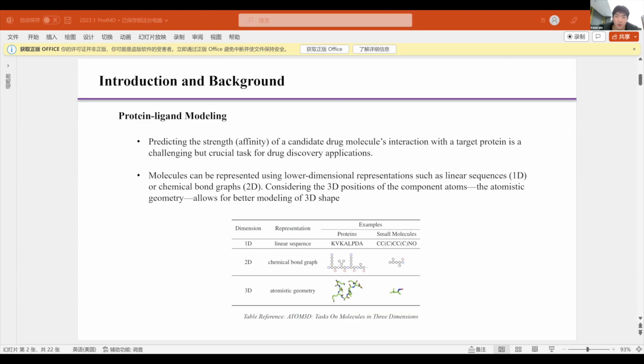In order to represent them, there are several choices. For example, low-dimensional representations, such as linear sequences, are 1D, or chemical bond graphs are 2D, or some more advanced representations, such as considering the 3D positions of the component atoms, allow for better modeling of 3D shape.